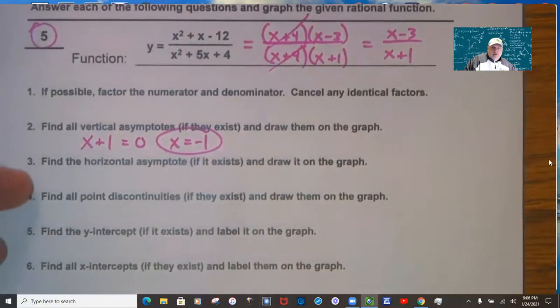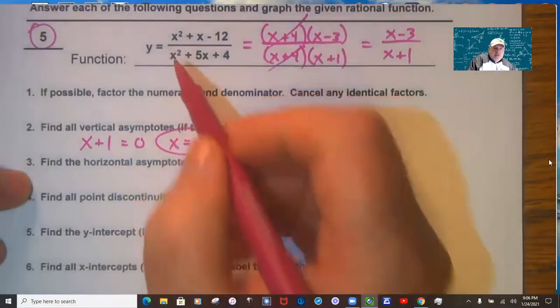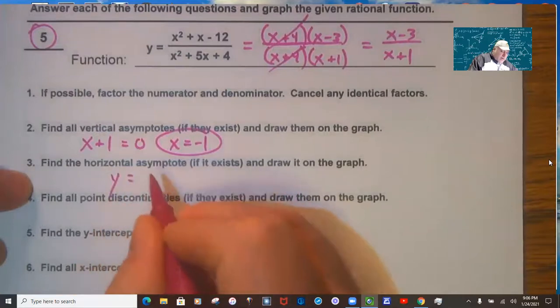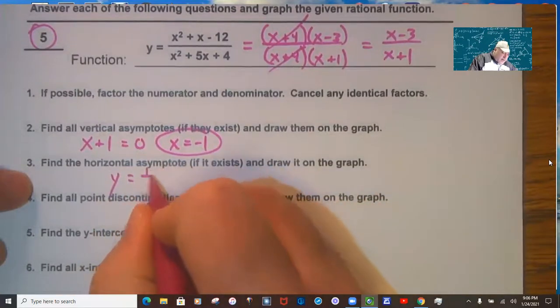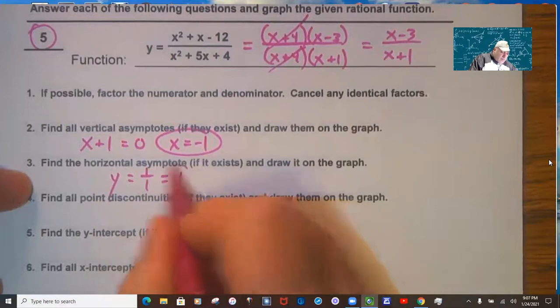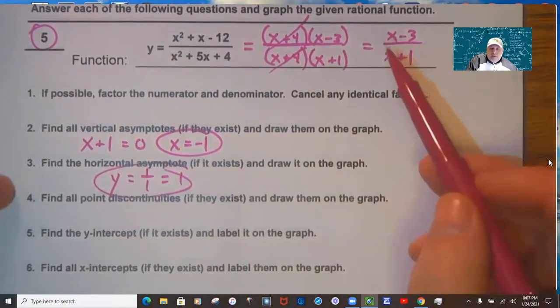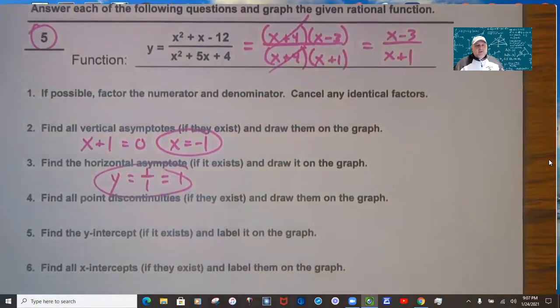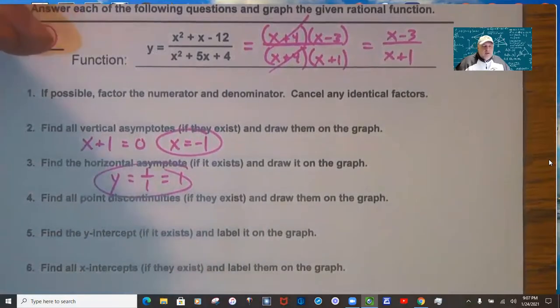Find all horizontals. So this is the case where the powers are the same. So you can do x squared over x. You're basically dividing the coefficients. So like if this said 2x over 3x, you're going to divide 2 over 3. That's just when the powers are the same. If the power's greater in the numerator, you don't have a horizontal asymptote. If the power is greater in the denominator, the horizontal asymptote is 0 or the x-axis. So make sure that you're following that.